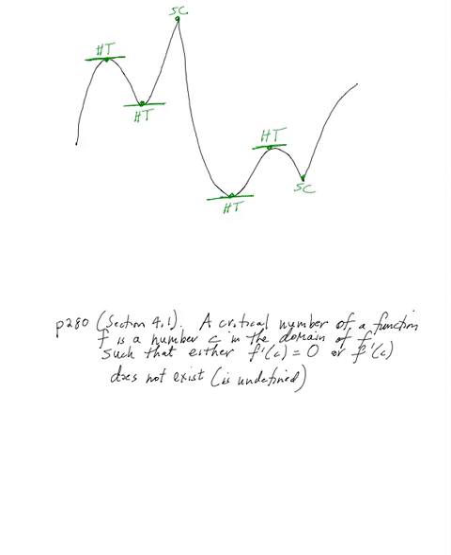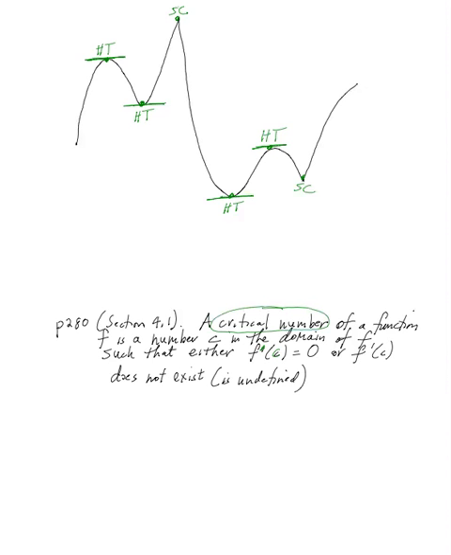If you look on page 280, section 4.1, here's the definition: a critical number of a function f is a number c in the domain of f. In other words, there's got to be a point on the graph, c, f of c. There can't be a hole there. Such that either f prime of c, the derivative evaluated at c, is 0, or f prime of c does not exist or is undefined.